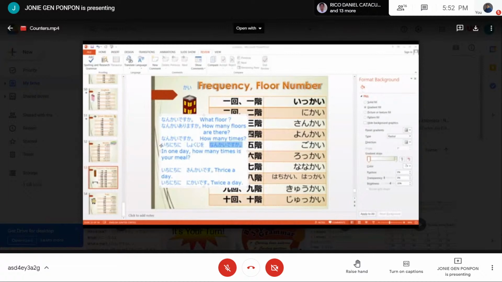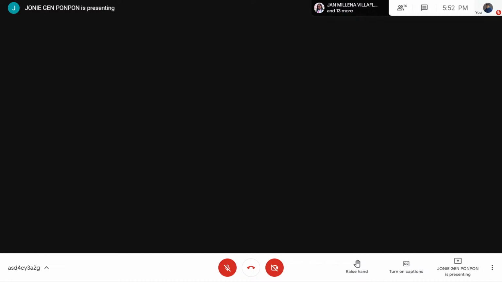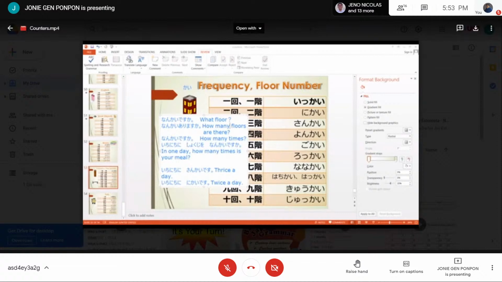Okay, so in this case, ichinichi ni shokuji o nankai desu ka will mean how many times, not what floor or how many floors. Because the words before that are not talking about the floor of a building. So it refers to a meal. That's why how many times your meal in a day. Parang ganon. I'm not good in English, but I guess the thought is there. Okay, so in one day, how many times is your meal?